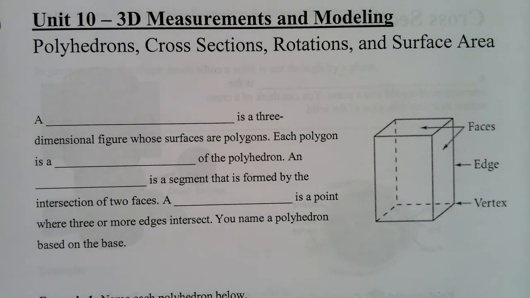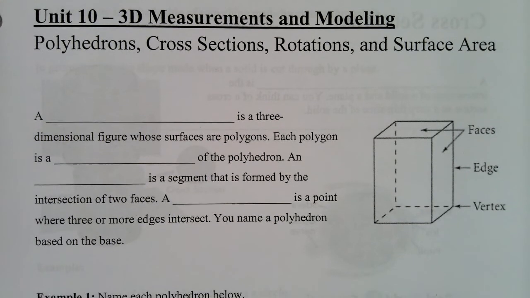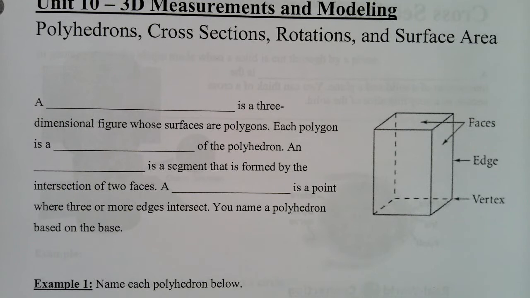All right, this lesson in geometry is called Polyhedrons, Cross-Sections, Rotations, and Surface Area. This is also a new unit. It's called Unit 10, Three-Dimensional Measurements in Modeling. Okay. So a few definitions to start.